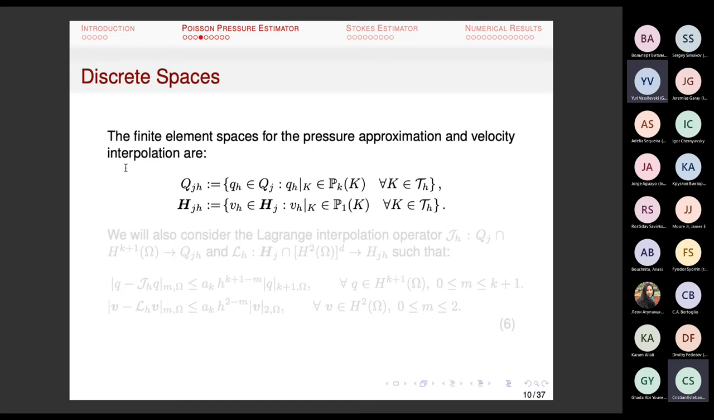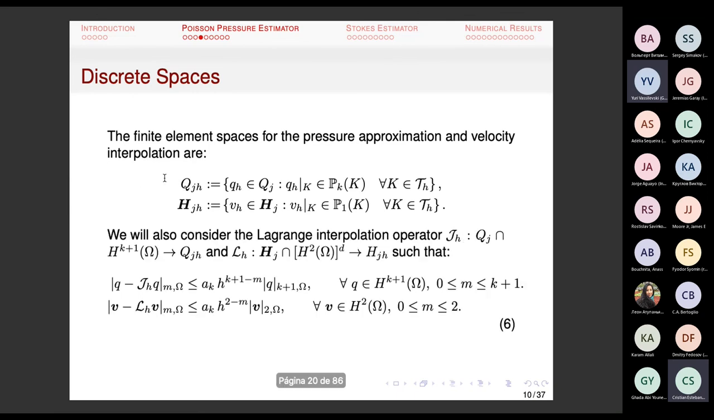to study the convergence, we will use a finite element space, and so we will take these spaces Q_h and H_h, corresponding to a polynomial space of order k and 1, respectively. And also we will consider the Lagrange interpolation, with its properties, which are well known in the literature.